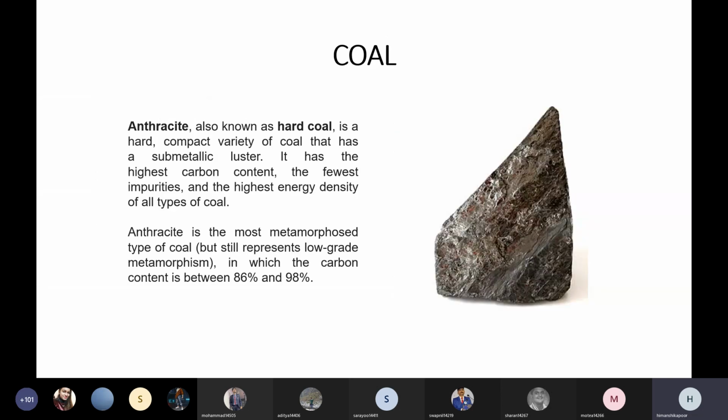Coming to the last variety of coal, which is anthracite. This is the hard coal, and this is the best type of coal if we compare it in terms of energy density. It has a very high carbon content. This is the best variety of coal, and you can see it has a kind of metallic luster to it.